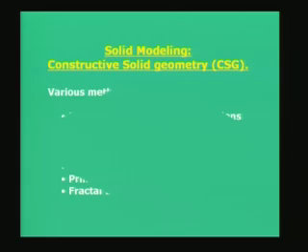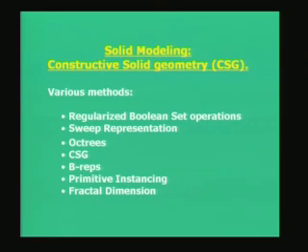Okay. So, if you look into the slide, the various methods which are used to represent or model solid objects are regularized Boolean set operations, sweep representations, octrees, CSG or constructive solid geometry, which is also one of the methods of representing solids or modeling solids. Then B-reps or boundary representations, which we will see. I think mainly we will discuss the first 5 methods depending upon the scope and time available to us.